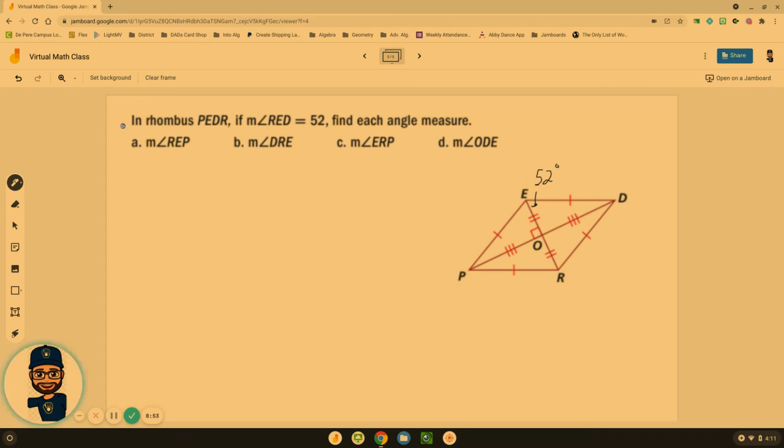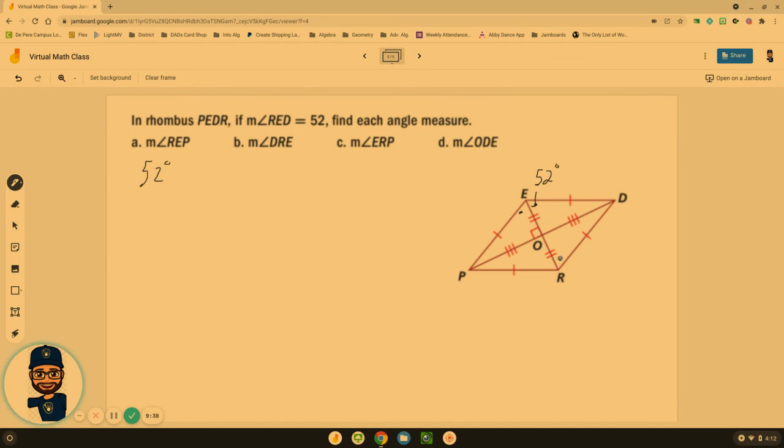Are we able to find these four? All right, those four. What is R to E to P? Well, notice, this is a symmetry line. This rhombus has a symmetry line from R to E. It also has a symmetry line from P to D. So if I were to reflect everything across, what would this angle have to measure? The exact same because of that reflection. So 52. What about measure DRE, D to R to E?